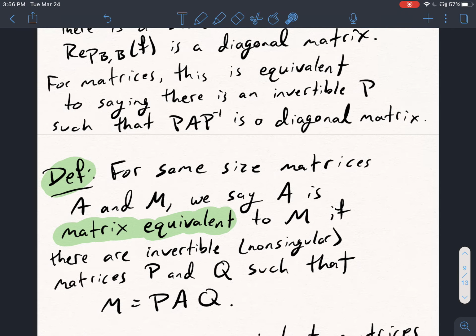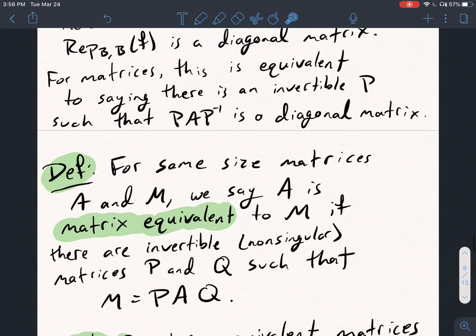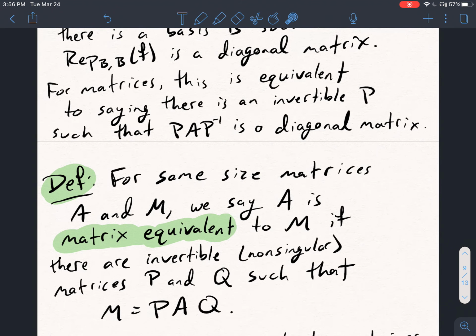Definition. This last part of the lecture will be a little bit different. For same-size matrices A and M, we say that A is matrix equivalent to M if there are invertible or non-singular matrices P and Q such that M is equal to PAQ. And this is the same thing that we were working with before.